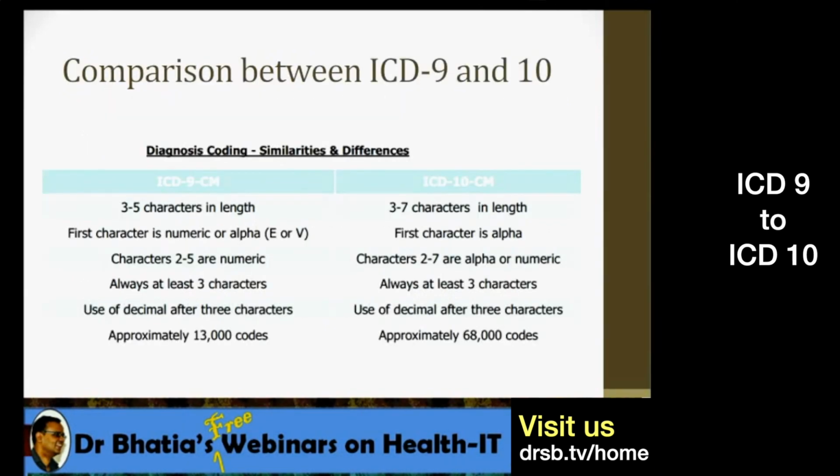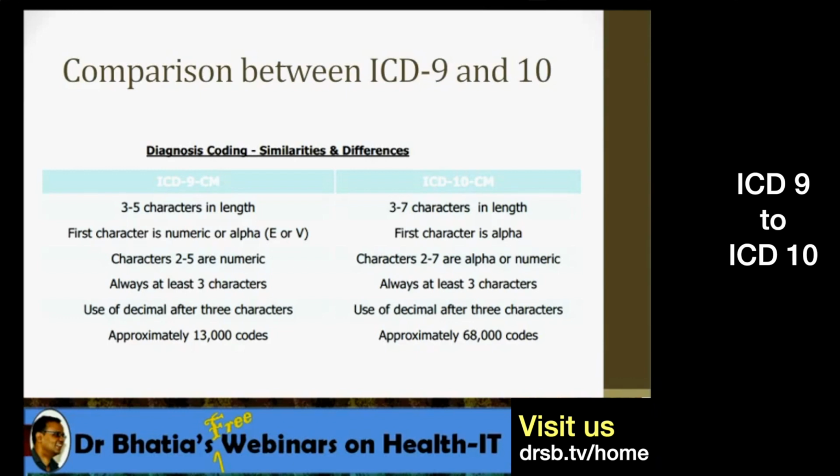Now, in this slide, we'll compare ICD-9 and ICD-10. If you see on the left side, I have written the characteristics of ICD-9-CM. ICD-9-CM is typically 3 to 5 characters in length, while ICD-10-CM is 3 to 7 characters. When we say 3 to 5 and 3 to 7, it means the lower limit of characters to describe a particular disease stays the same, which is 3, but the upper limit has gone from 5 characters to 7 characters in 10-CM. So, obviously, we can see that more data is being captured.